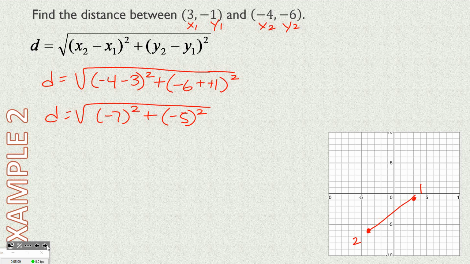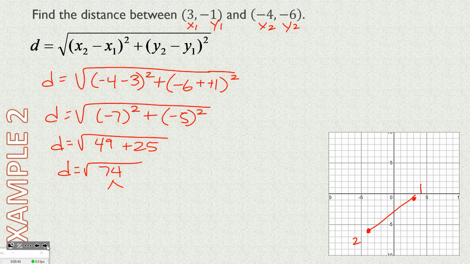So negative 7 squared means negative 7 times negative 7, which is going to be a positive 49, right? And then, again, negative 5 squared is negative 5 times negative 5, so it's positive 25. When I add these two together under the square root, I get 74. So I'm looking for the square root of 74. Now, 74 is not a perfect square, so I'm going to have to see if I can simplify that. So I have to make a factor tree.